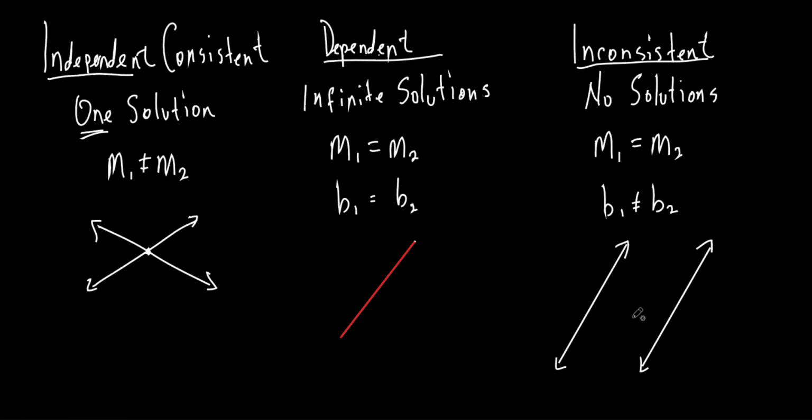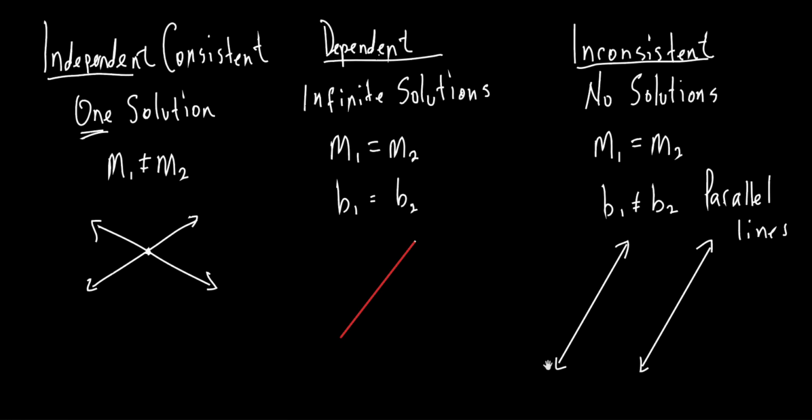And I'll just write right here. Parallel lines are inconsistent solutions, okay? Because there's no solution. There's no way that they're going to intersect each other, and so there's no way that they share the same x and y. That's an inconsistent solution.